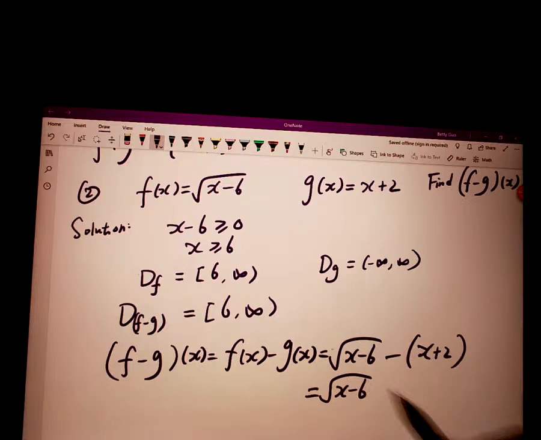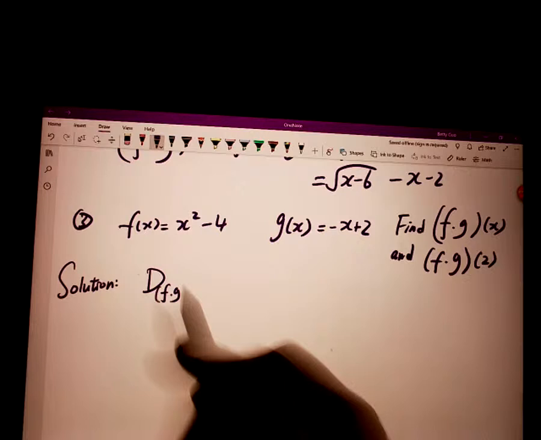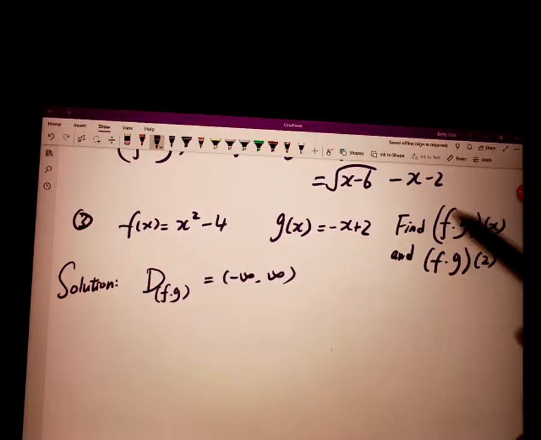Number 3, f of x is x squared minus 4, g of x is negative x plus 2. Find f times g of x and its domain. Actually, and f times g of 2. Of course, we need to consider that the domain of f times g is all real. Okay, so that's very straightforward, very clear. The domain of the product function, the multiplication of f and g, is all real.